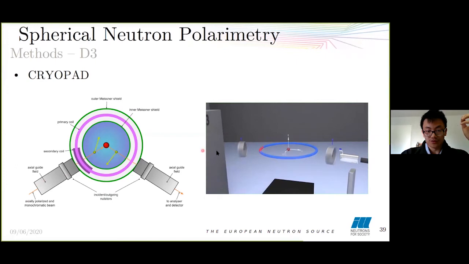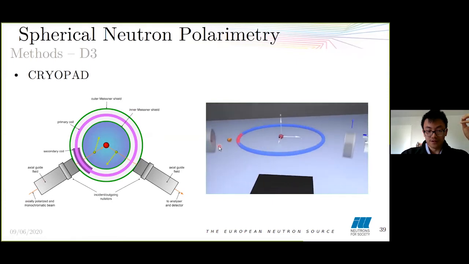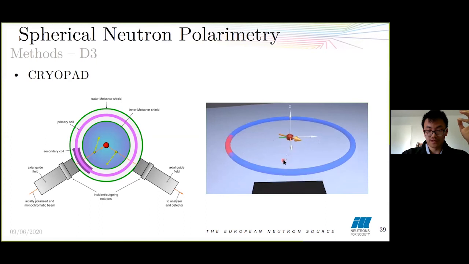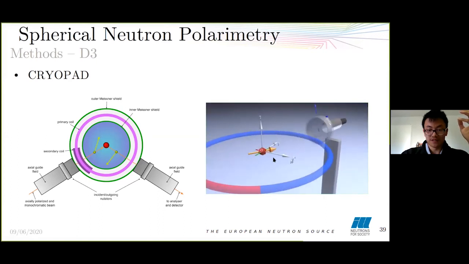So the neutrons are coming this way in the guide field, and then the nutator is selecting one direction so that the initial polarization here is along the x-axis. Then it's scattered on the single crystal, and then you have the coil and then the output nutator, so that at the end the polarization is analyzed along the y-axis in this case.